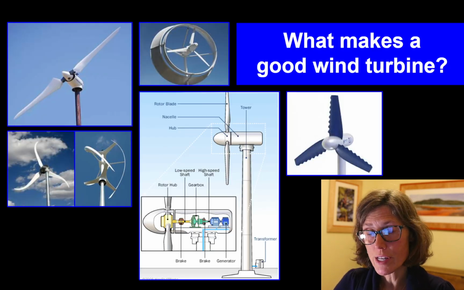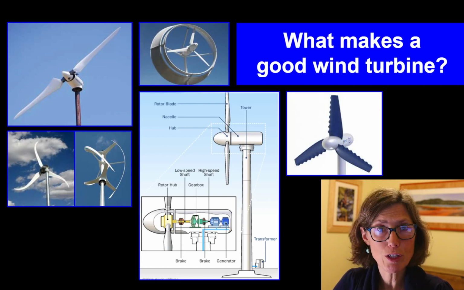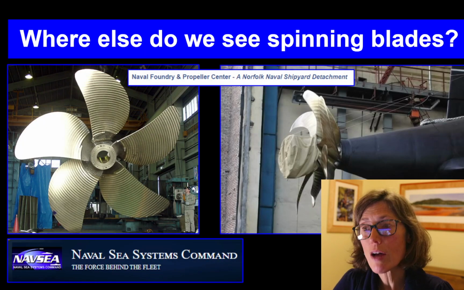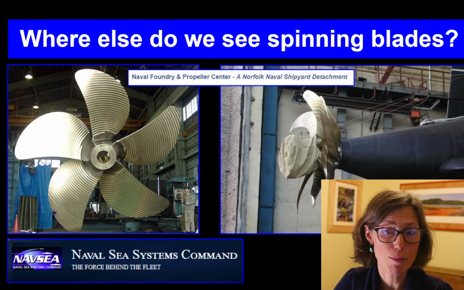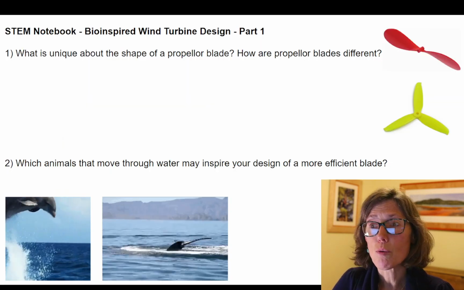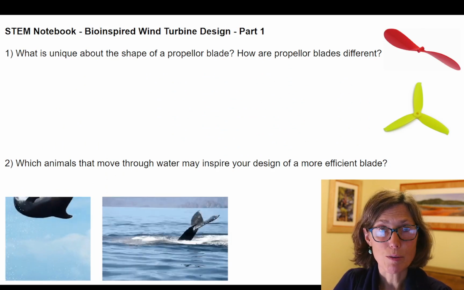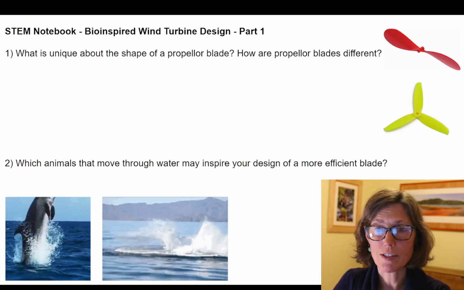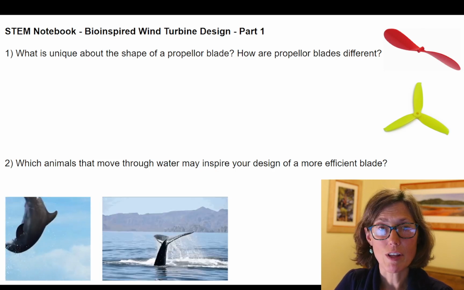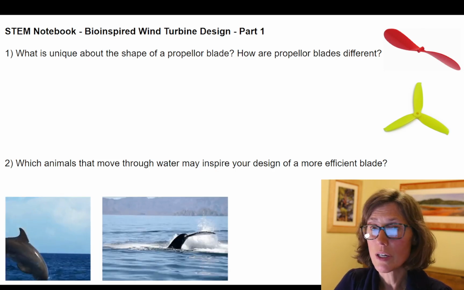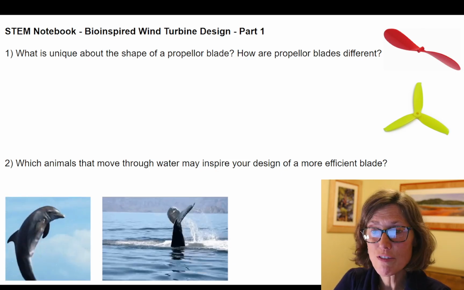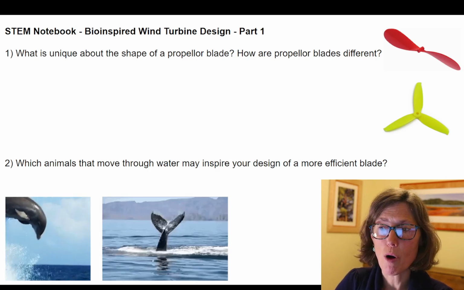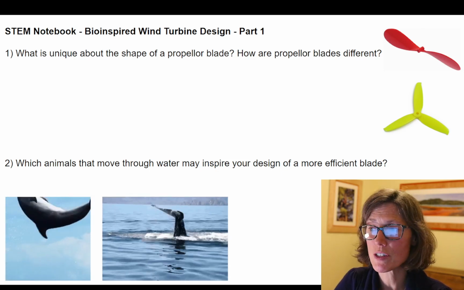So some questions that come to mind might be, what makes a good wind turbine? Or where else do we see such spinning blades, as you can see in these 2 pictures from the Naval Sea Systems Command? So we have created some STEM notebook slides to go along with this lesson. And the key questions that they will start off with answering are: what is unique about the shape of a propeller blade, how are propeller blades different, and which animals that move through water may inspire your design of a more efficient blade.